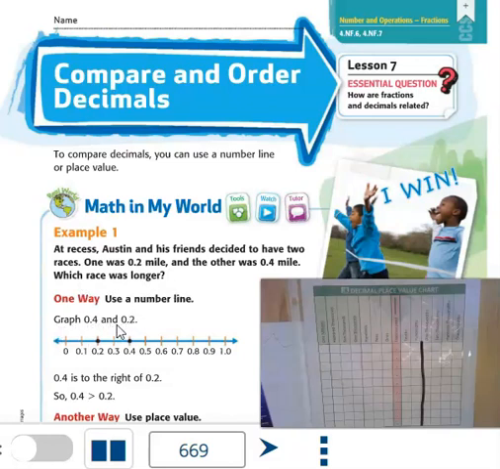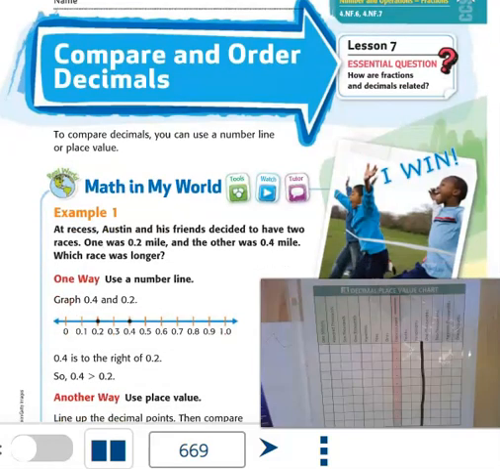2/10 here and 4/10 here. And as we go farther right, the greater the number gets. So continuing higher up the value, here's the whole over here. We can see that 4/10 is greater than 2/10. So 4/10 is greater than 2/10. That's using the number line.